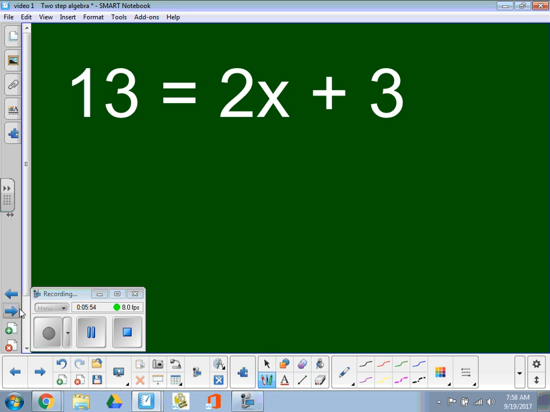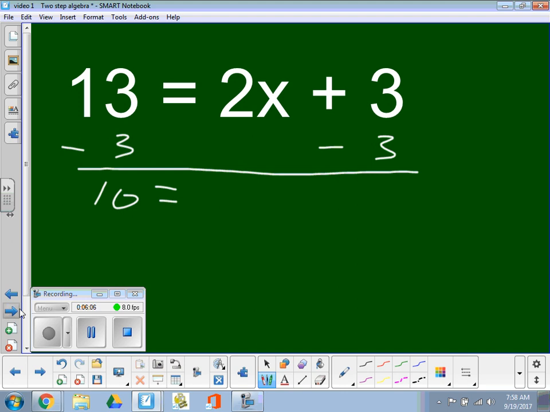The first thing I do is undo the addition or subtraction. To get rid of the plus 3, subtract 3. To keep it balanced, subtract 3 from the other side as well. Now I have 10 is equal to, the plus 3 and the minus 3 cancel, 2x, which is 2 times the number. The opposite of multiply by 2 is divide by 2. If I do it to one side, I need to do it to the other side to truly keep it equal. 10 divided by 2 is going to be 5. Bring down your equal sign. 2 divided by 2 is 1x, or x.